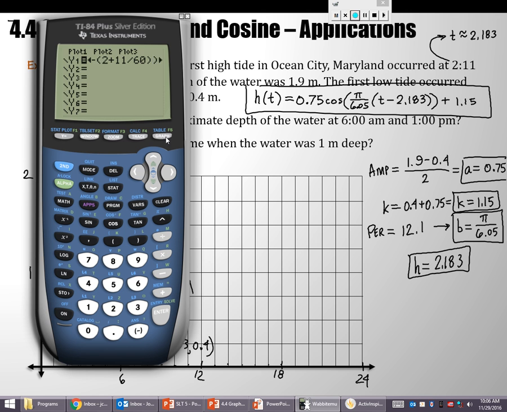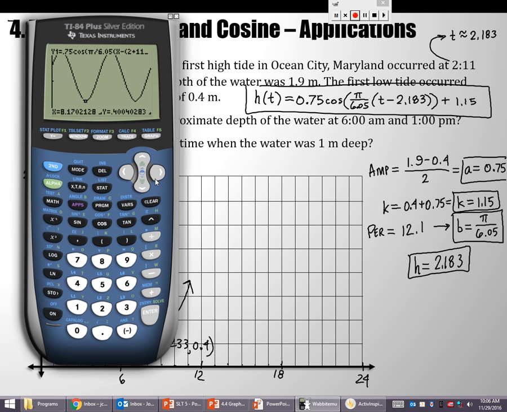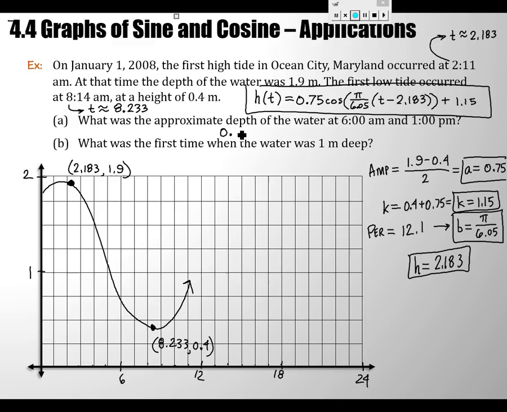So now that we have this, we can very easily ask the questions and answer the questions that we're supposed to answer. So what was the depth at 6 a.m.? What do I trace to here? 6. Done. Write that down. 0.850, 3 sig figs, meters. And 1 p.m. So I put in 1. Oh, 13. Okay, yeah. 1.74 meters, 3 sig figs, right? So 0.850 and 1.74. I think I got those right. Meters for those two answers.